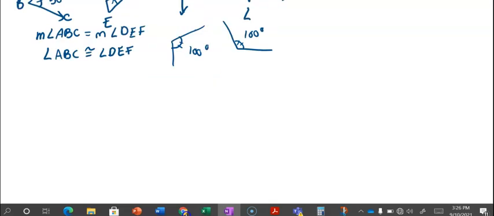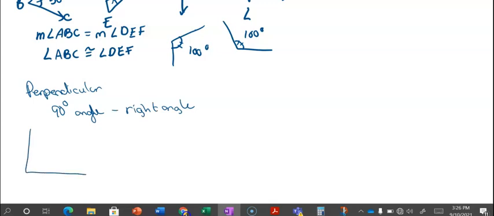All right. The next thing that you might see is perpendicular. Perpendicular means 90-degree angle, and another word for that is a right angle. Hopefully you knew that.